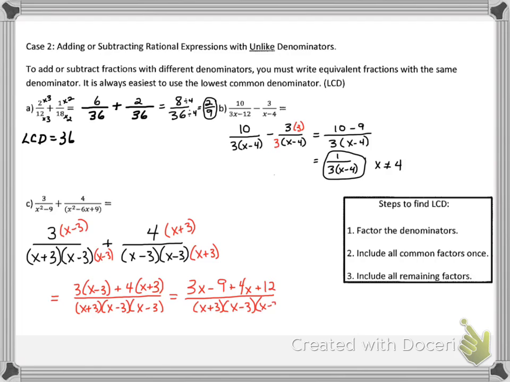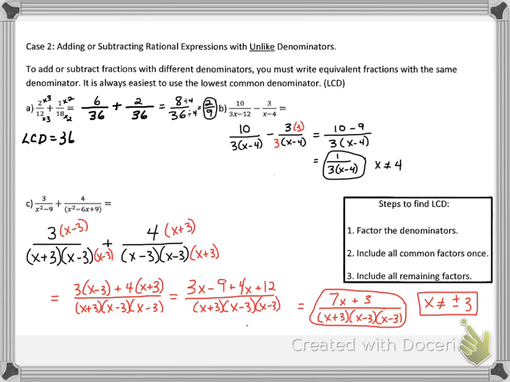And now I'll just simply clean it up. 3x plus 4x gives me 7x plus 3 over (x plus 3)(x minus 3)(x minus 3). And that's our answer. We have to say as well that x cannot equal positive or negative 3.